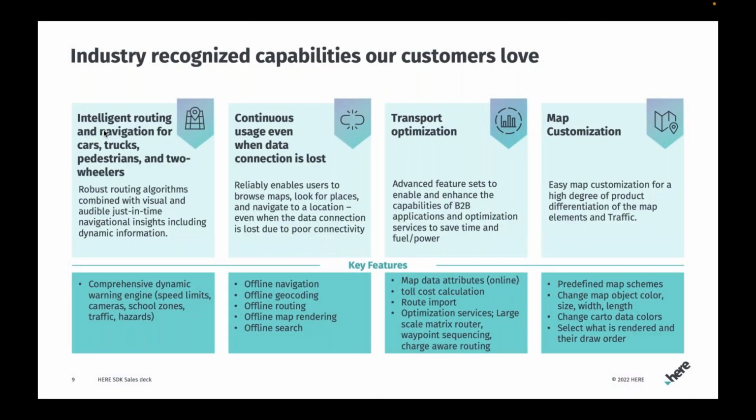Before that, we will go into the value proposition and how we are addressing some of the critical requirements or use cases that the market is trying to address. So you see the first part here is all about intelligent routing and navigation for cars, trucks, pedestrians, and two-wheelers. We have comprehensive dynamic warning engines, which cover speed limits, cameras, school zones, traffic ahead, or hazardous situations.